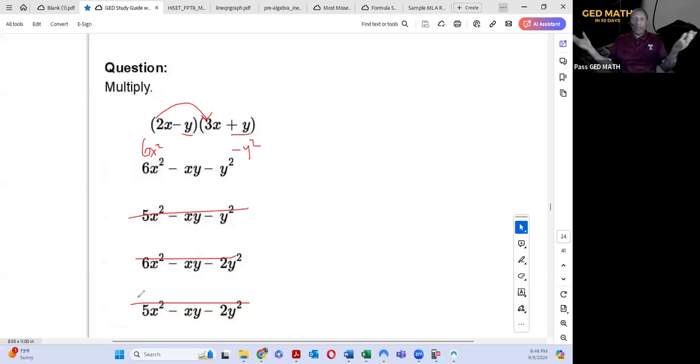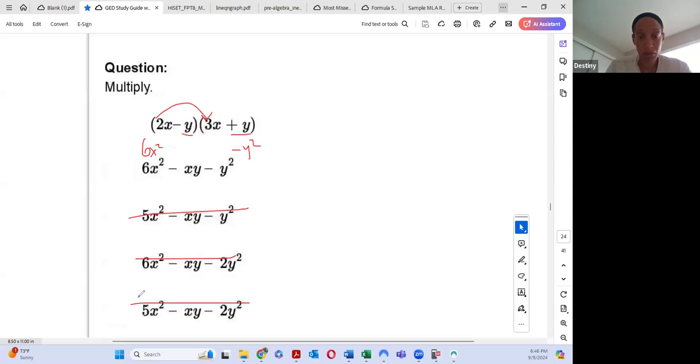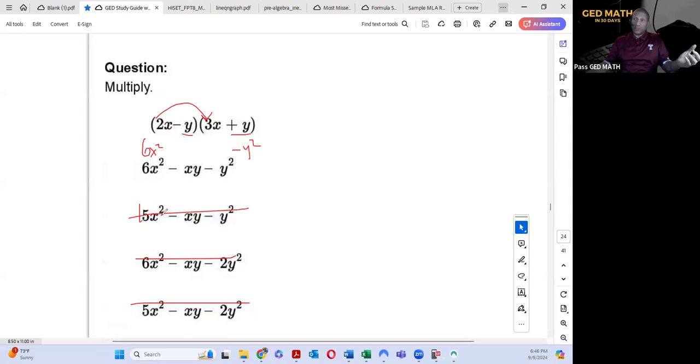You didn't have to do all that work. On a high set, they made all those answers look so close to each other that you had to do all the work out. On this, you don't, because I know the first term is 6x squared. So I can get rid of this one right away, and this one right away. I know my last term is minus y squared, so I can get rid of this one right away. 5-second problem. I'm done. I'm feeling good about myself.